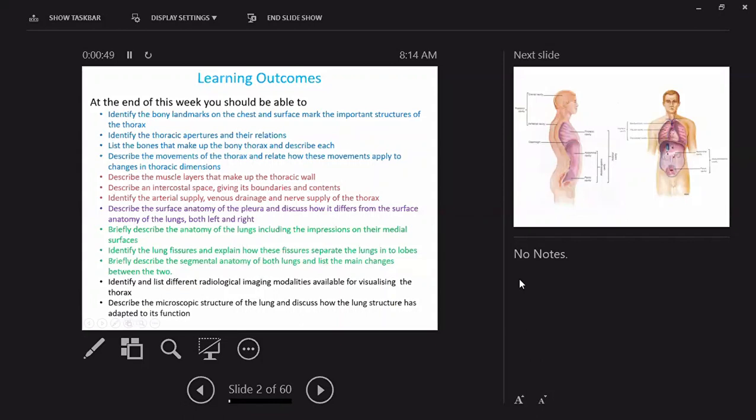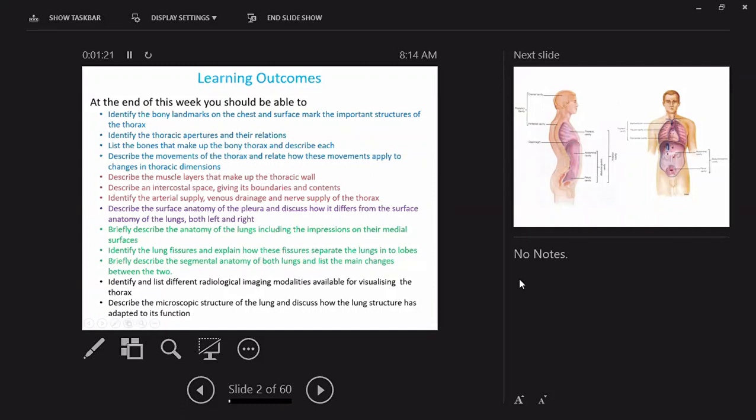Identify the thoracic apertures and their relations. I will tell you what a thoracic aperture is. These are new nomenclature, or new wording, that we are using in the place of what we learned when we were students, because they make a bit more sense. List the bones that make up the bony thorax and describe the bones, very important in vivas. Describe the movements of the thorax and relate how these movements apply to changes in dimension. All of these ones in blue are your bone objectives.